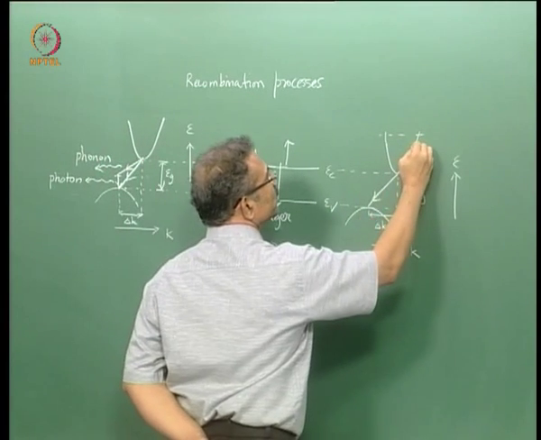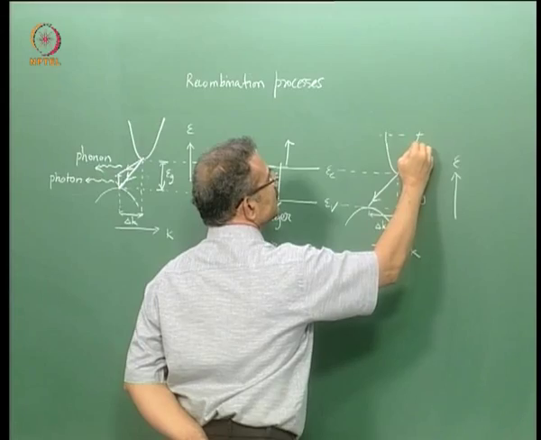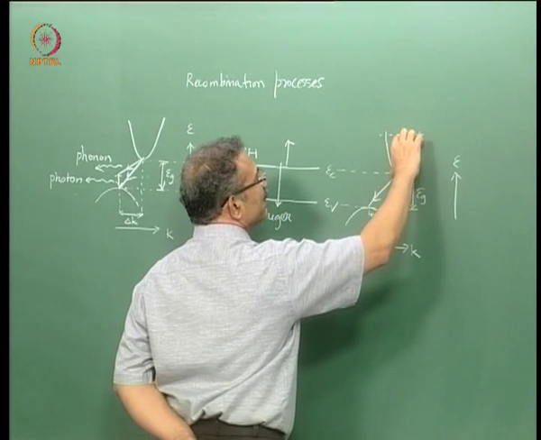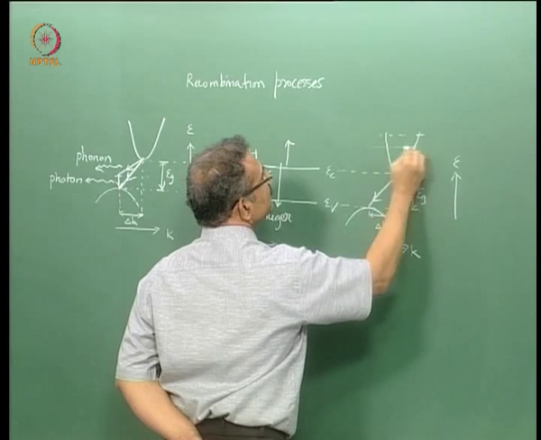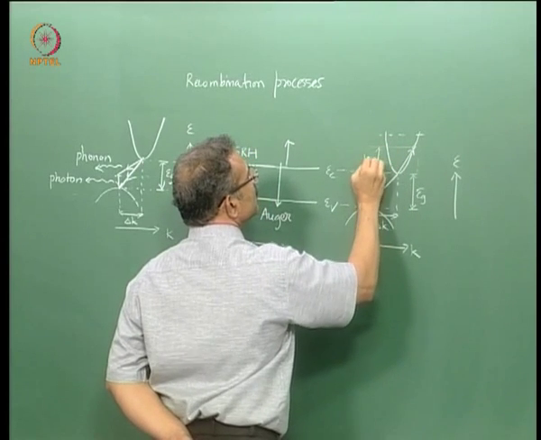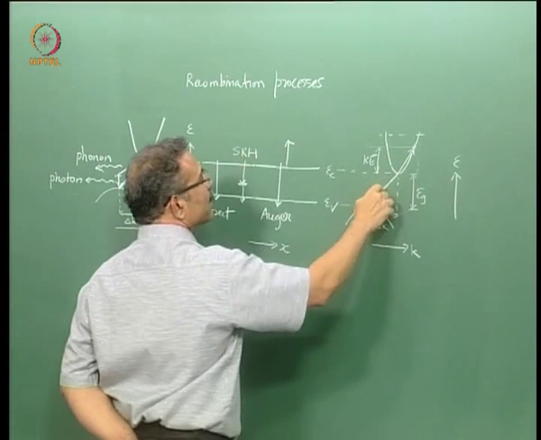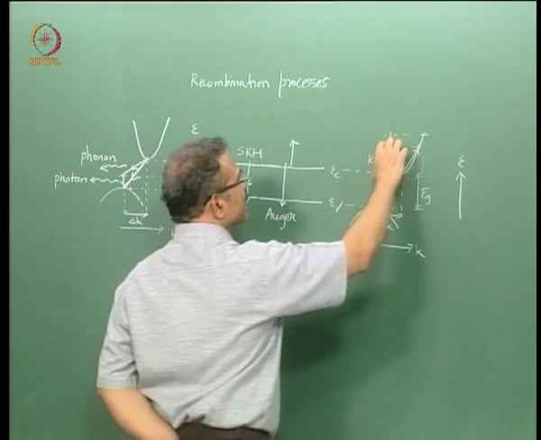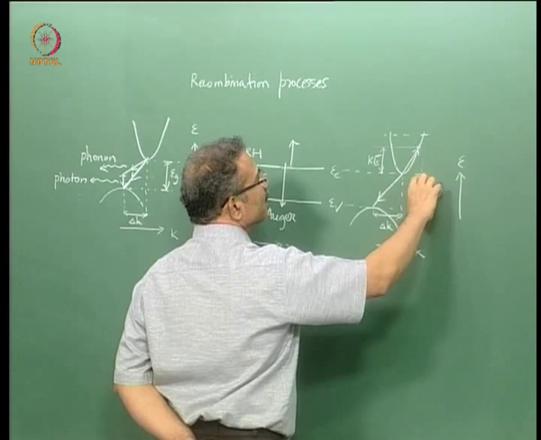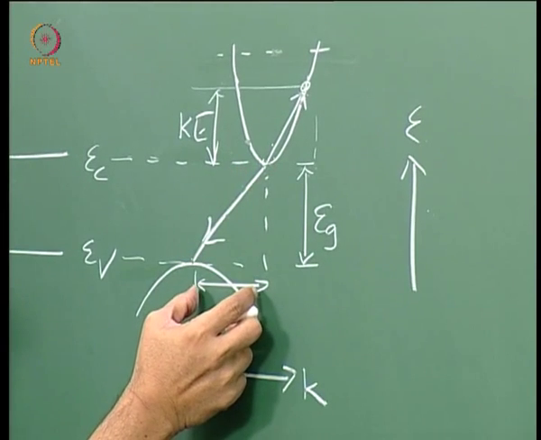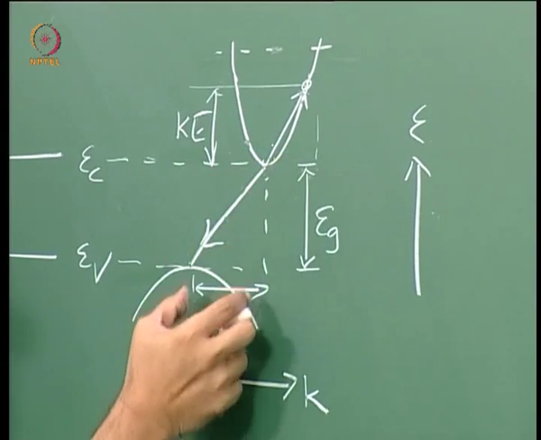Therefore, it has been shown using this particular transition where this energy is a little less than the energy gap. So this is the kinetic energy of the electron which is taking away the energy and momentum of the recombining electron. This kinetic energy has been shown to be a little less than Eg because the momentum of this electron is not the same as delta k, in fact it is less than delta k.